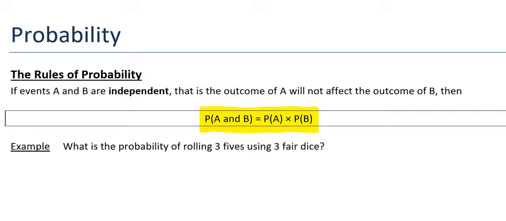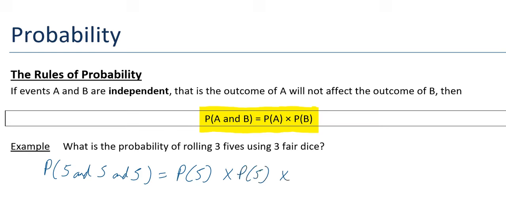In this example, what is the probability of rolling 3 5s using 3 fair dice? If we write this out, that's the probability of rolling a 5 and a 5 and a 5. That's just the same as the probability of getting a 5 times the probability of getting a 5 times the probability of getting a 5. With 3 fair dice, getting a 5 on the first one is 1 over 6, on the second one it's 1 over 6, and on the third one it's 1 over 6, which works out to be 1 over 216.